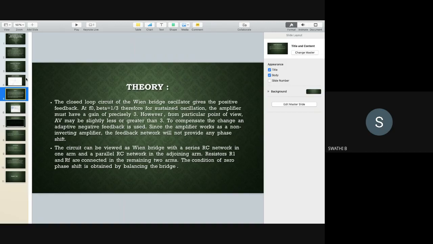The circuit can be viewed as a Wien Bridge with a series RC network in one arm and a parallel RC network in the adjoining arm. Resistors R1 and RF are connected in the remaining two arms. The condition of zero phase shift is obtained by balancing the bridge.